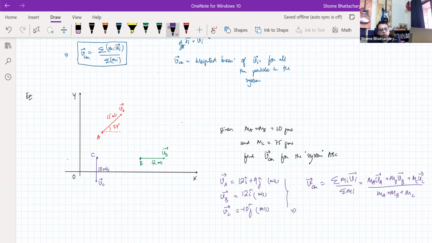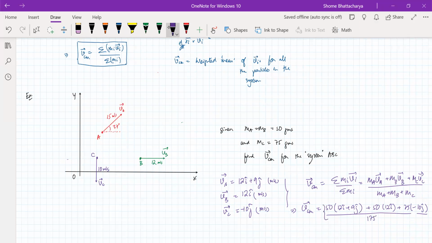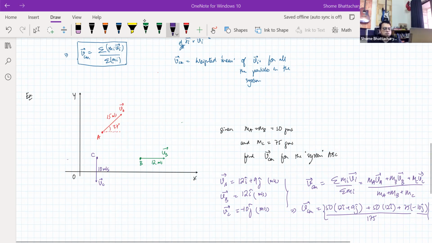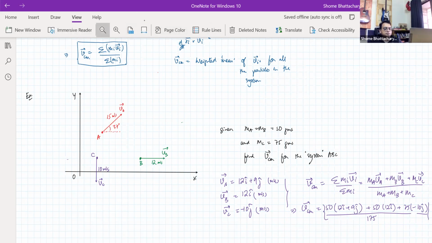So let's just work out this calculation now. So we have 50 into 12 i cap plus 9 j cap, plus again 50 into 12 i cap, and now 75 into minus 10 j cap, divided by the total mass, which you can see will become 100 plus 75, so 175. Okay, so let's start to wind up this calculation now.